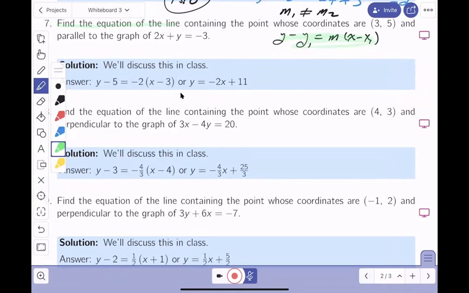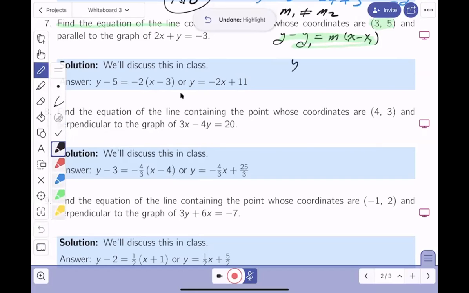What do I need? I need a point, and they gave me a point on that line. So I'm going to write that down now. Y minus y1. Well, what's y1? They've only given me 1 point, so I'm going to say it's 5 equals, I don't know m yet, but they're probably going to give it to me. And then what do I get? X minus 3. I'm very close.